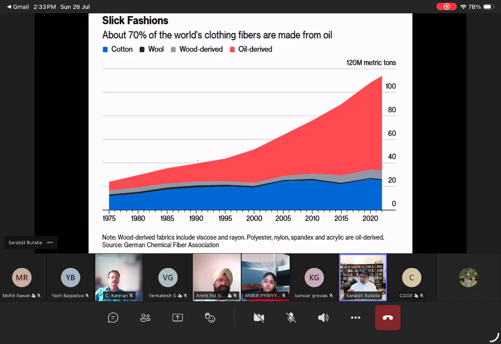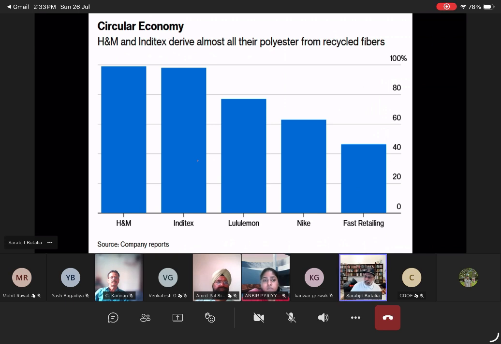All the red is the fabric which is oil derived. H&M and other brands, almost all their polyesters are recycled fibers. So this will be a challenge again.